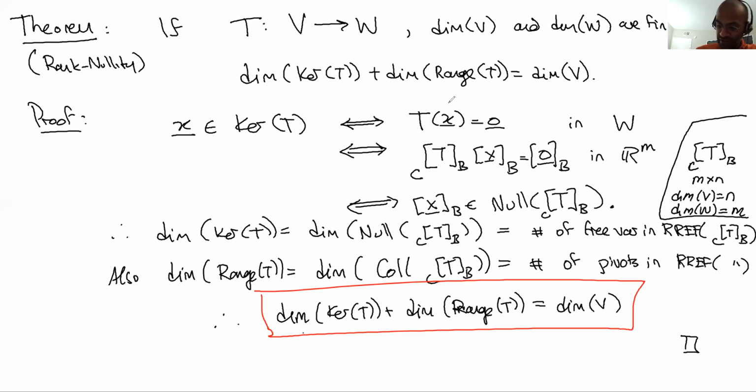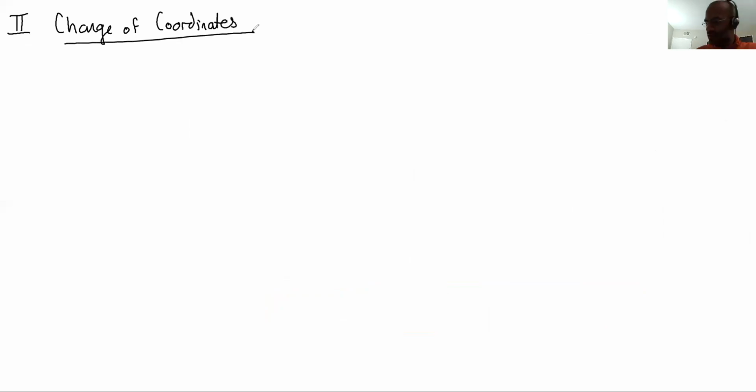So let me now get to change of coordinates, which is the most confusing topic in the course. And I'll start with an example just to try to make it less confusing. It's actually not very complicated. It's just very easy to get confused. It's very easy to get things backwards. Let's start with an example.